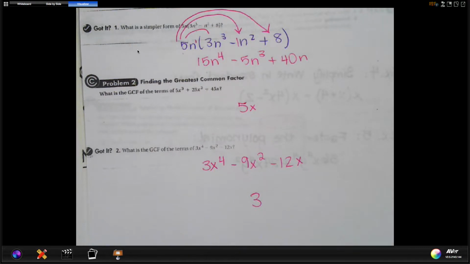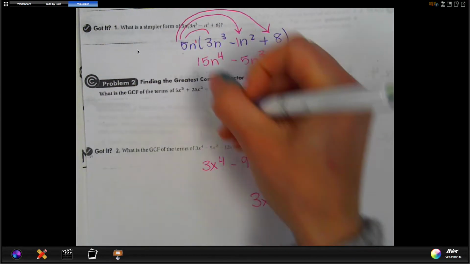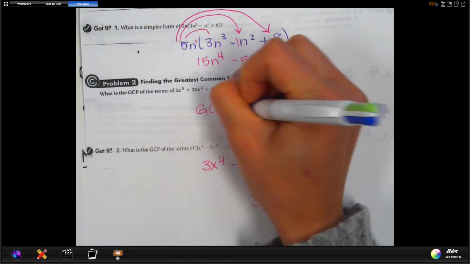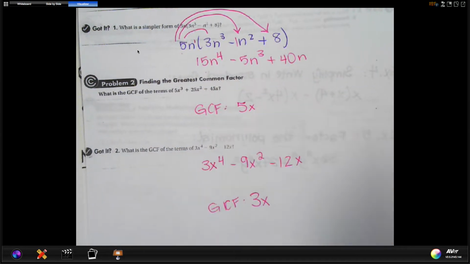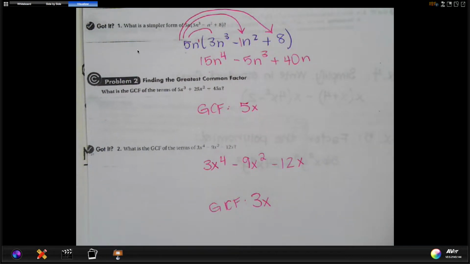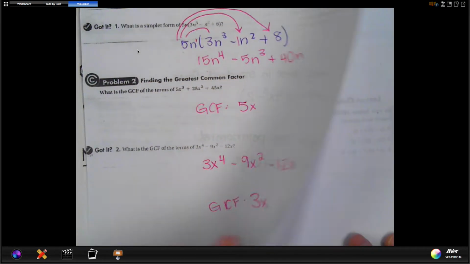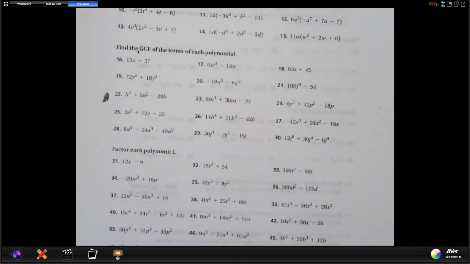How many? 3x. So this is just the GCF, okay? And so it's good that we know this, but there's a point to doing it, and that's on the next page. The point to doing the GCF is so that you can pull that out of the parentheses and then rewrite something inside. This is going to set us up to do quadratics next.